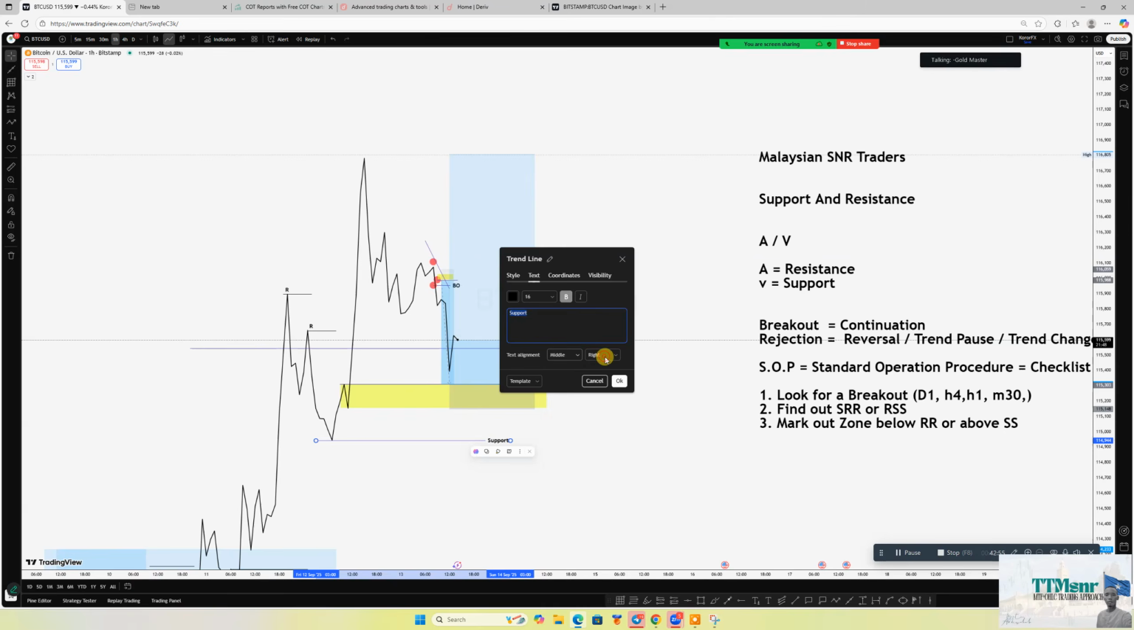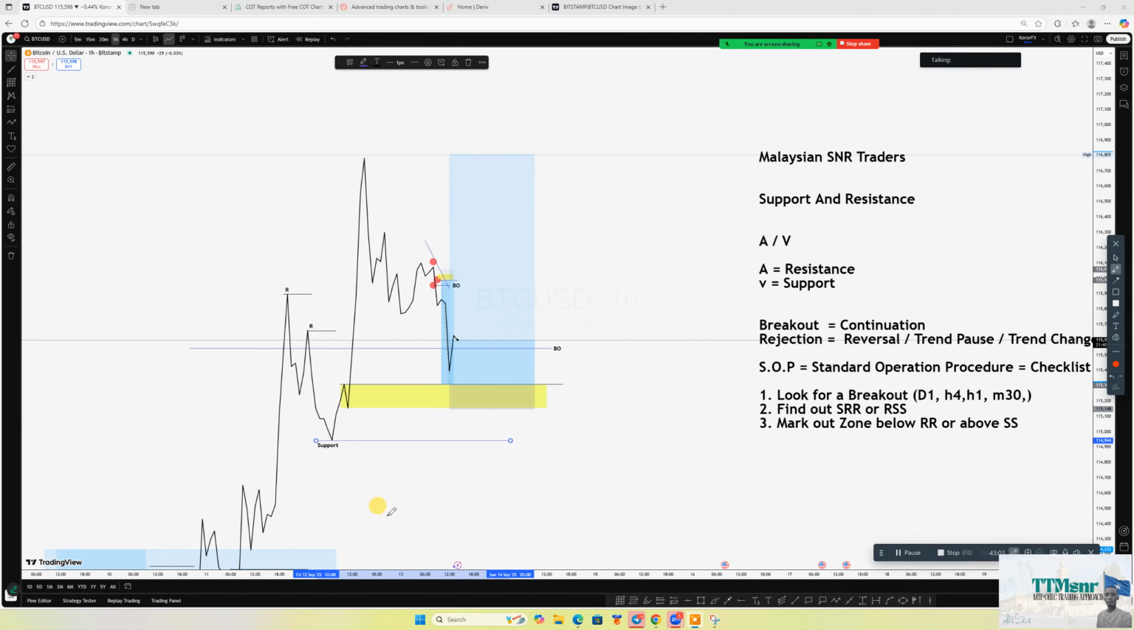You see, we have support, right? Yeah. We have support right here. So this support creates this zone and then goes up. Why have they created this zone? Because this is where they are interested, because they have left some orders here. I mean the institutions, the big guys.